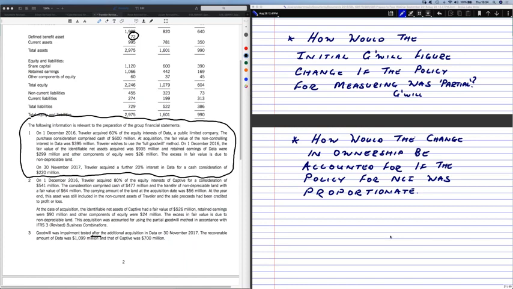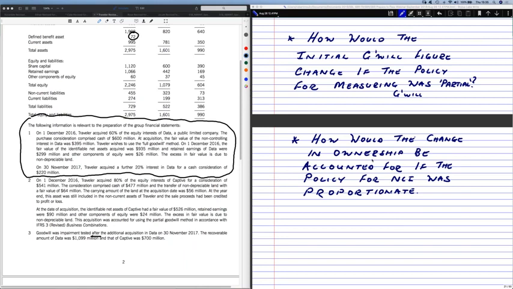If the policy is proportionate, then the NCI does not own any of the goodwill, i.e. it only owns a share of the net assets, and therefore if the goodwill is impaired, the impairment loss is charged purely and simply to the group retained earnings. Is that okay? Because I think that's what you've been telling me via the Q&A slate.